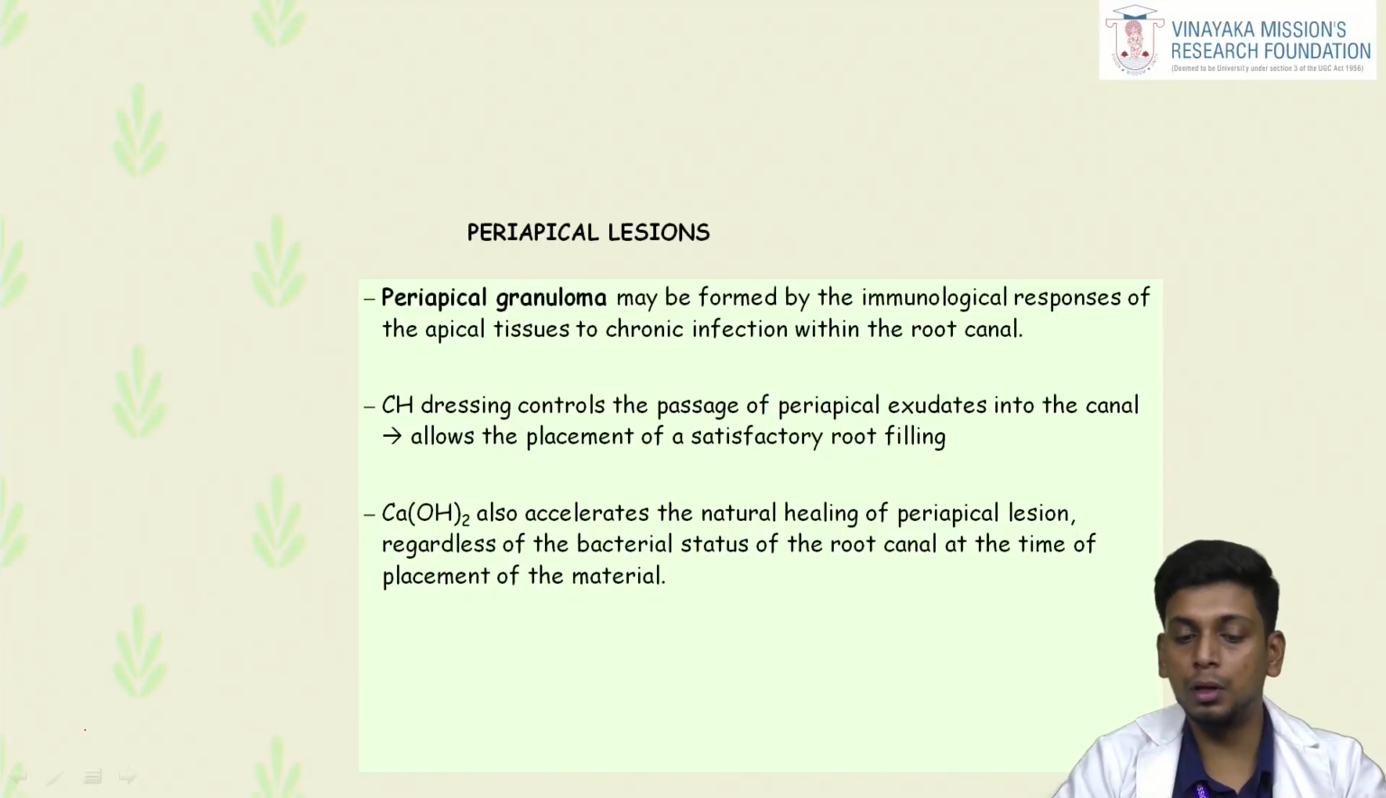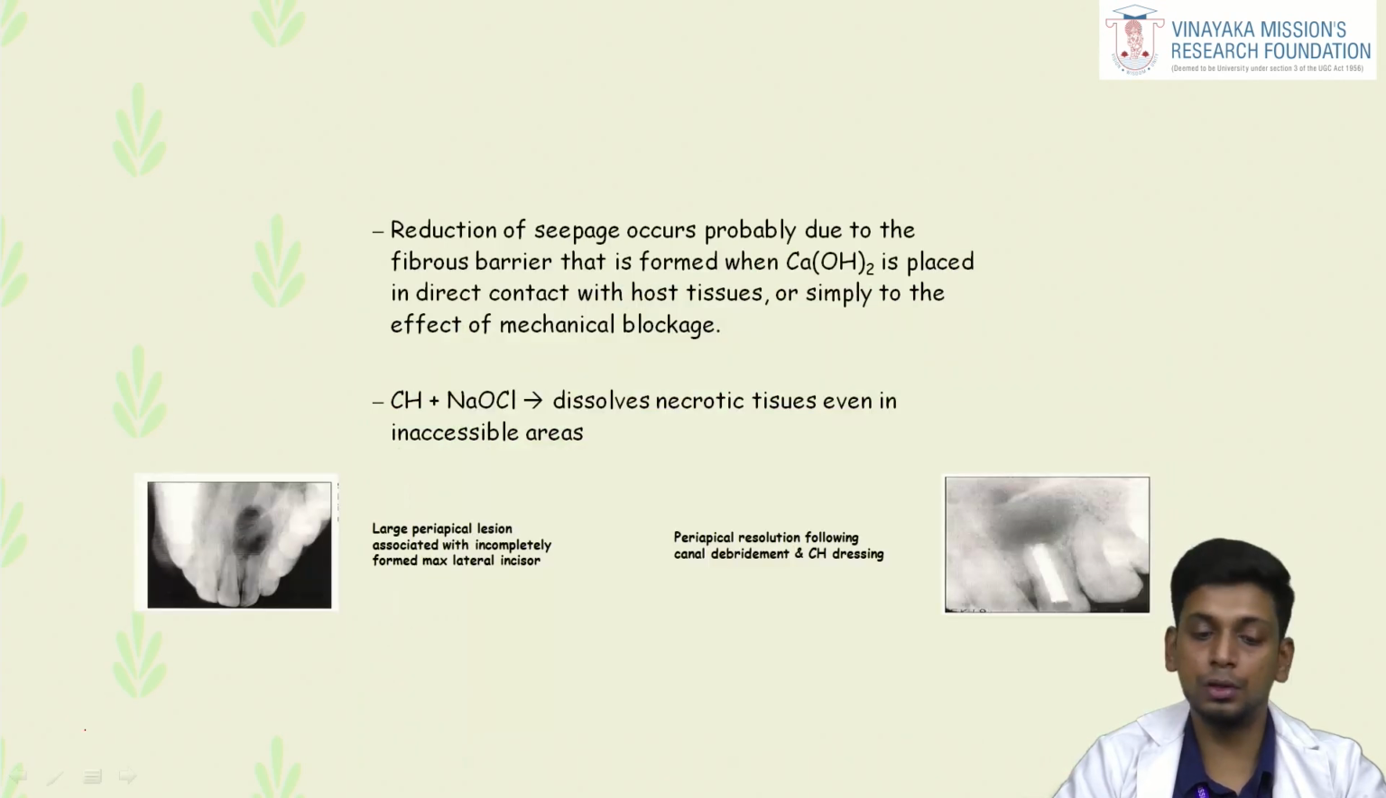Periapical lesions. Periapical granuloma may be formed by immunological response of the apical tissue to chronic infection within the root canal. Calcium hydroxide dressing controls the passage of periapical exudates into the canal, thus allowing the placement of a satisfactory root filling. Calcium hydroxide also accelerates the natural healing of periapical lesions regardless of the bacterial status of the root canal at the time of placement of the material. It reduces the seepage, probably due to the fibrous barrier that is formed when calcium hydroxide is placed in direct contact with the host tissue, or simply an effect of mechanical blockage.